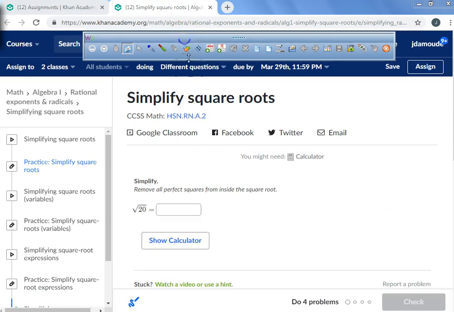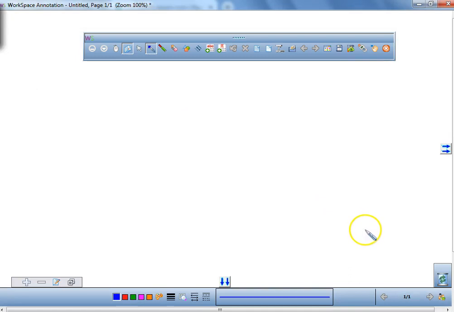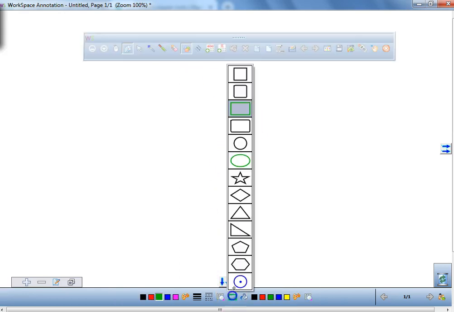Today we are going to learn how to simplify square roots. But in order to talk about that, we're going to talk about what in the world a square root is for. So here we go. Why a square root? What does that do?